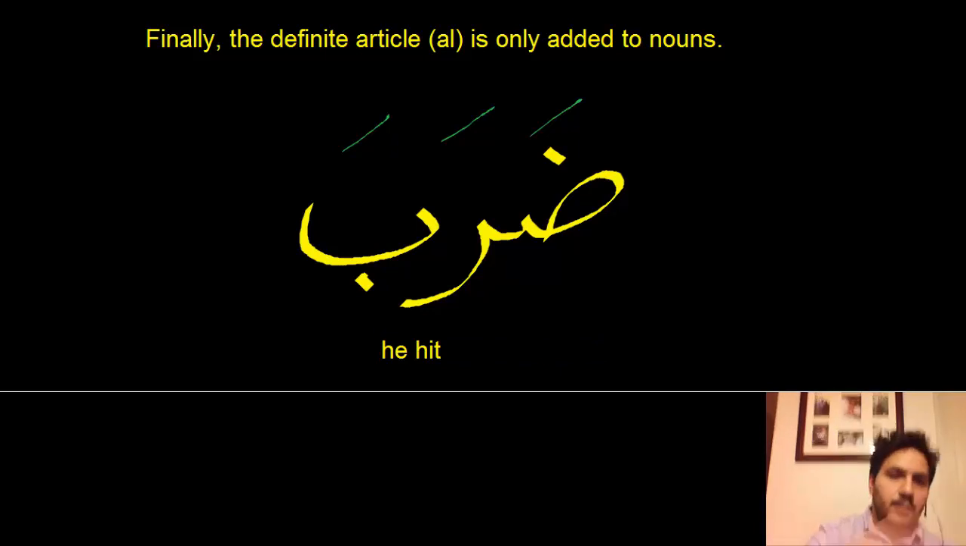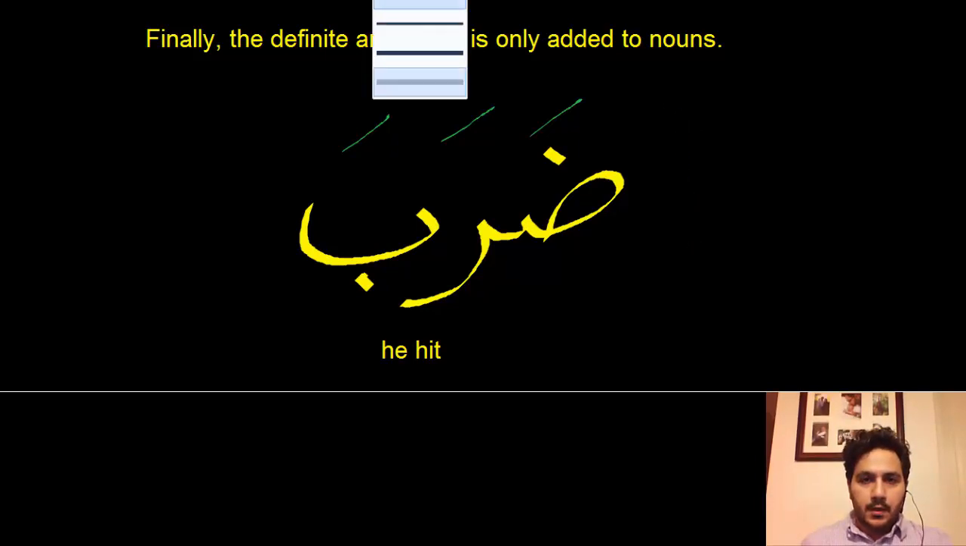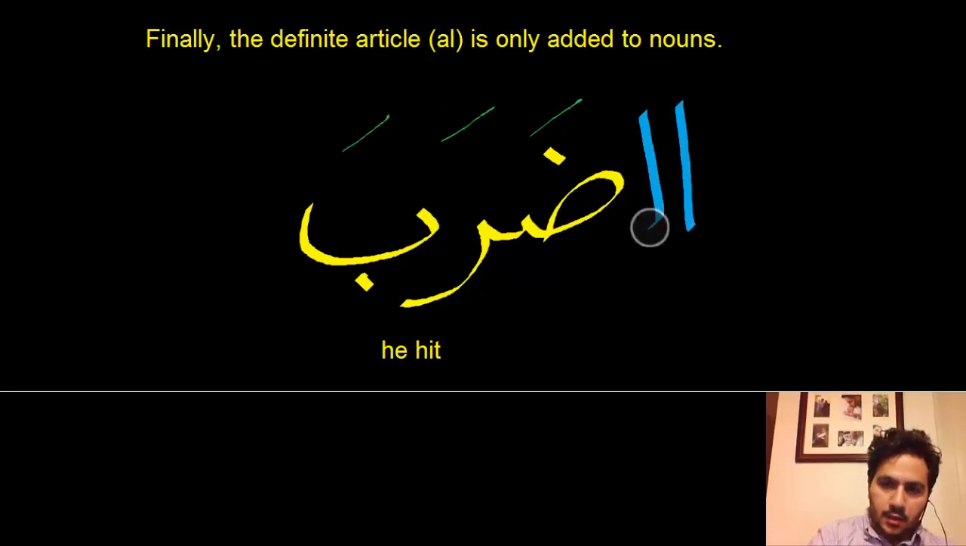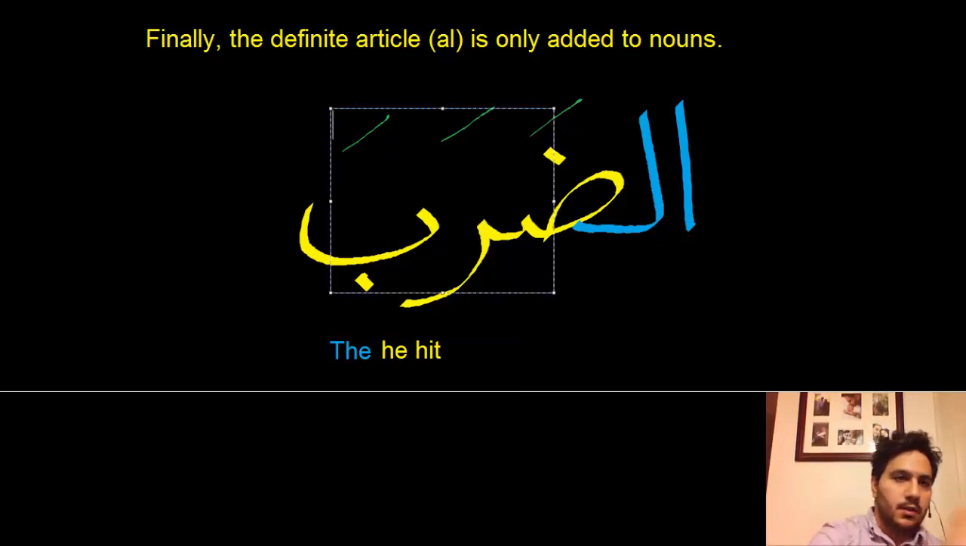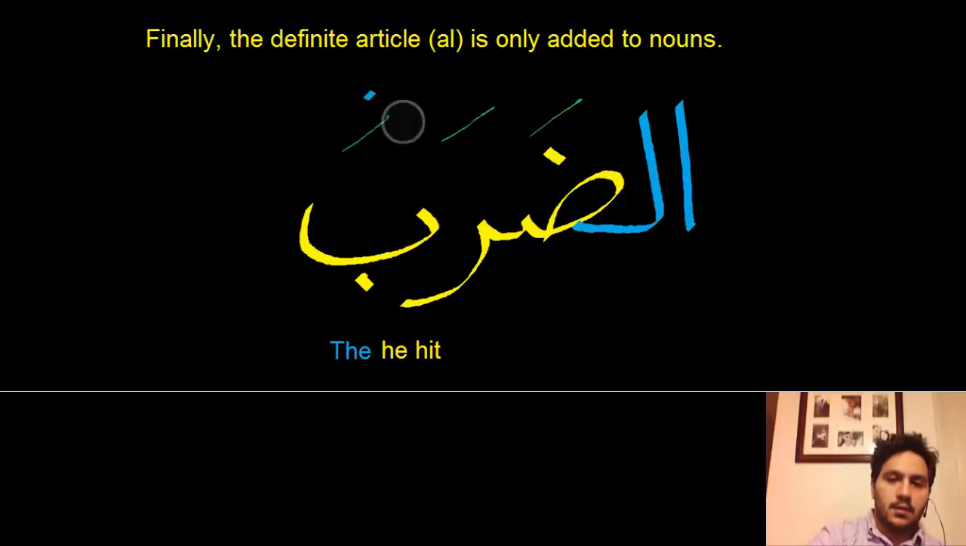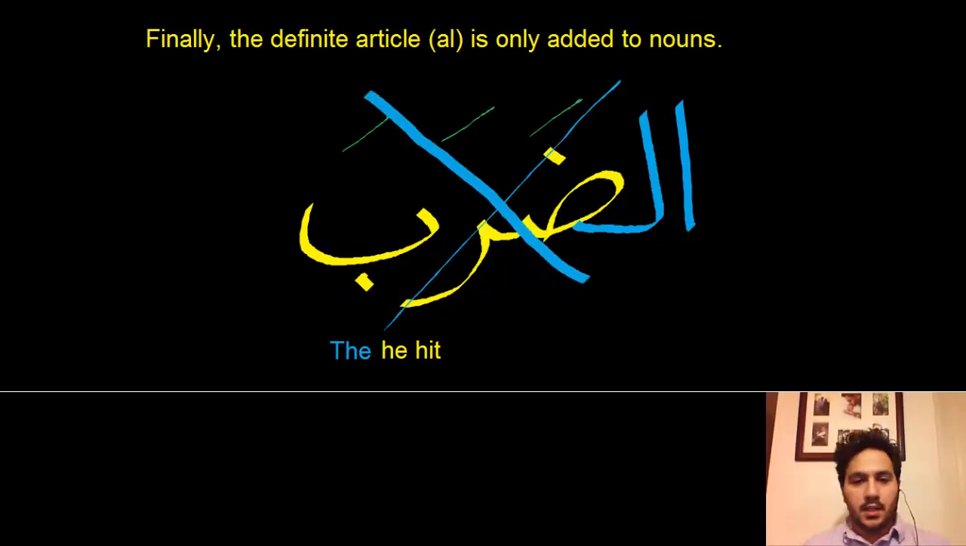Now let's add al-ta'rif to daraba. Okay, and in English this becomes the he hit. It doesn't make sense. Al-ta'rif only applies to nouns. So this is nonsensical. It doesn't make any sense. It only applies to nouns. And that's it. That's all there is to know about al-ta'rif.